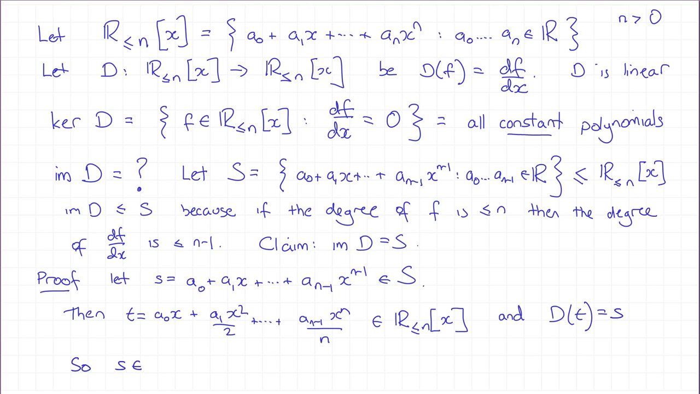So s is in the image of D. We've shown that the image of D is a subspace of capital S. We've shown that S is a subset of the image of D, so we know that the image of D is equal to S. And now we've completely described the image of our linear map D, and we've seen that it is equal to the set of all polynomials of degree at most n minus 1 in our variable x. So this is an example of a linear map where the kernel and the image were completely different.